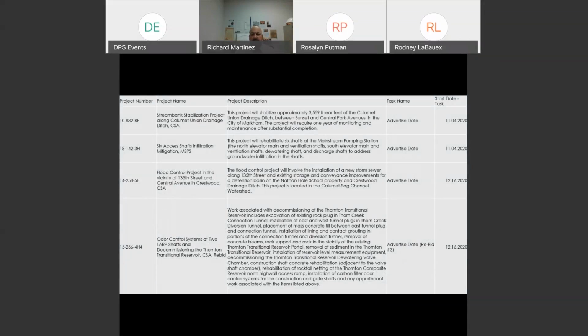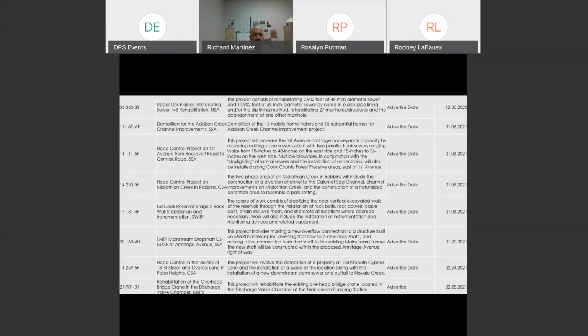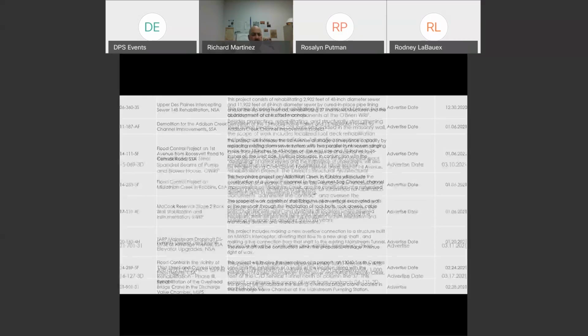So you'll see that some of the contracts here, for example, these here are from our engineering department. It'll tell you the start date, when they're going to go out for bid or for advertisement. Some of these, as you see, are going into the first quarter of 2021, and we do operate on an annual calendar here. So there's already a healthy amount of contracts going into next year.